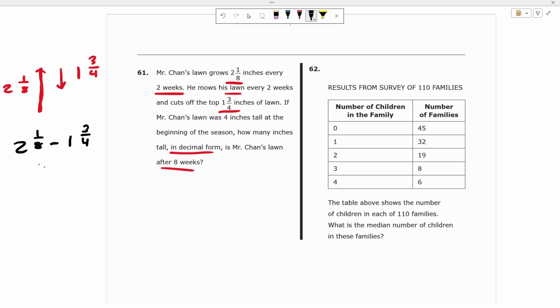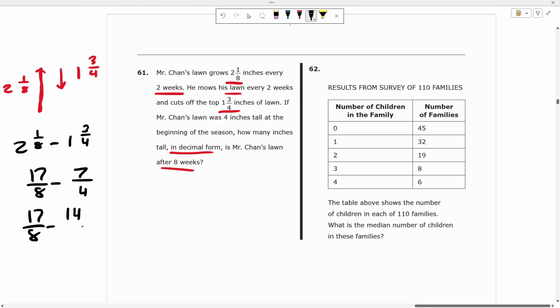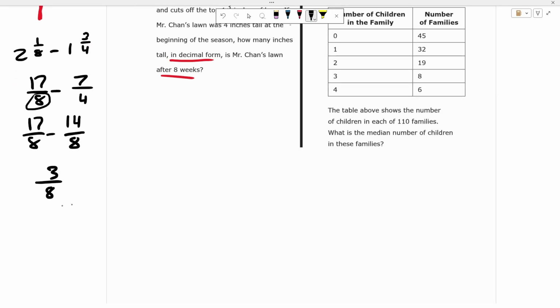So in order for me to do this, I need to convert these into improper fractions. So that's going to be 17 over 8 minus 7 over 4, which is the same thing as saying 17 over 8 minus 14 over 8. Why did we do that? Because we need to get a common denominator to subtract. And we're left with 3 over 8. So every 2 weeks, his lawn is going to grow upwards by 3/8 of an inch.